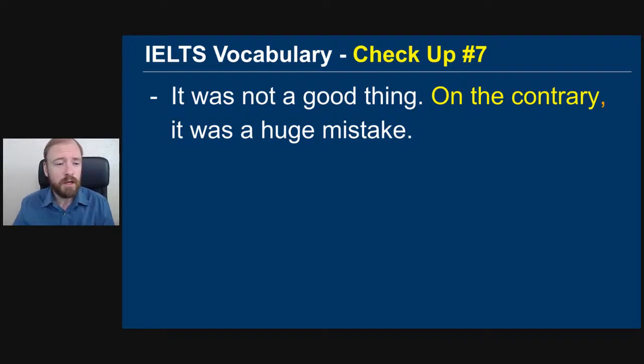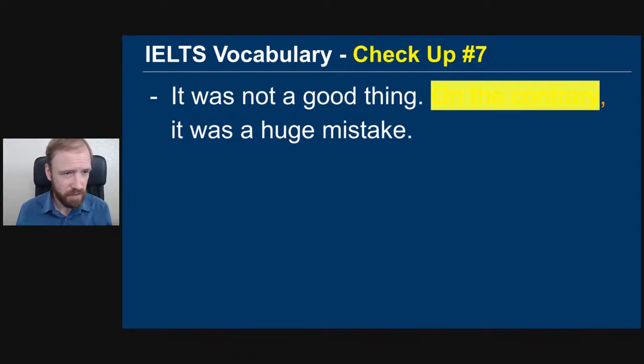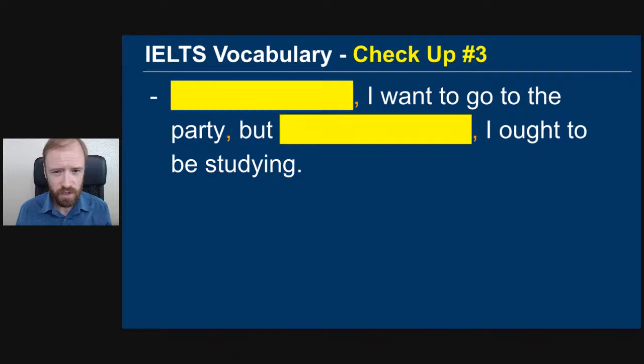So it was not a good thing. Remember, I'm saying this statement is false. On the contrary, it was a huge mistake. So it was not a good thing is too simple of an explanation. Actually, it was a huge mistake. So on the contrary. So I'm going to go back to on the contrary.